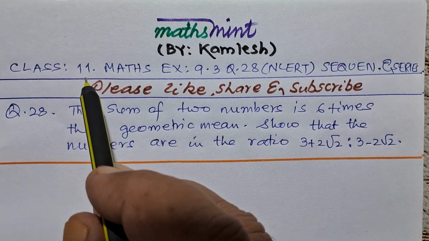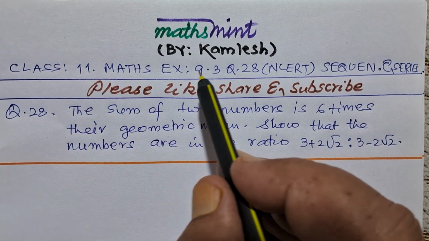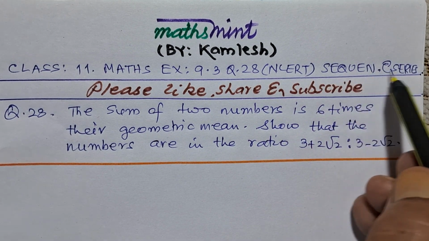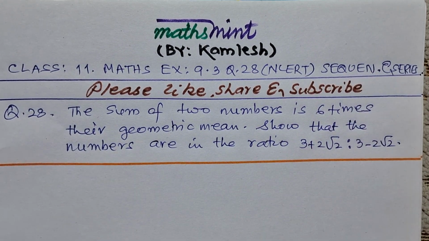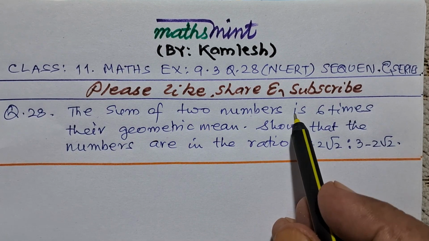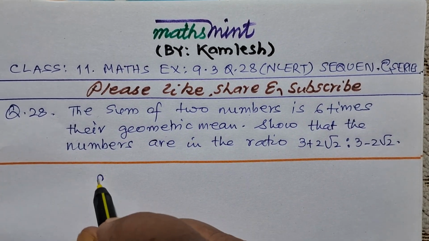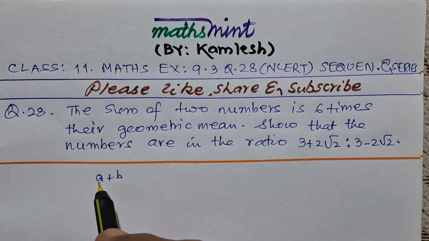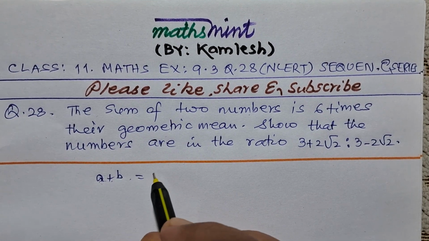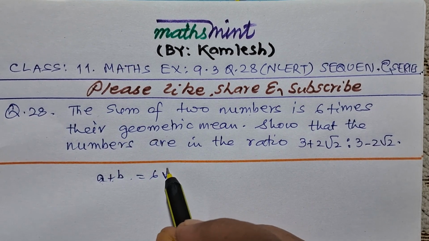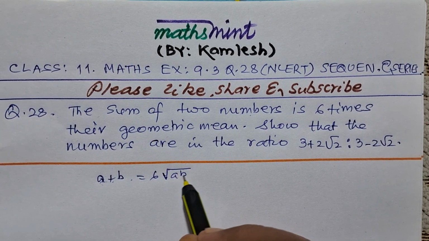It is a question of class 11 Maths, exercise 9.3, question 22 from the NCERT book, chapter Sequences and Series. In the question it is given that the sum of two numbers is 6 times their geometric mean. So a plus b, the sum of the two numbers, will be 6 times the geometric mean. The geometric mean of two numbers a and b will be root under ab.